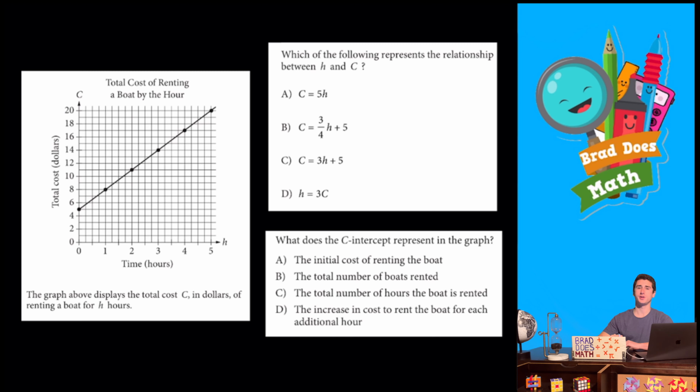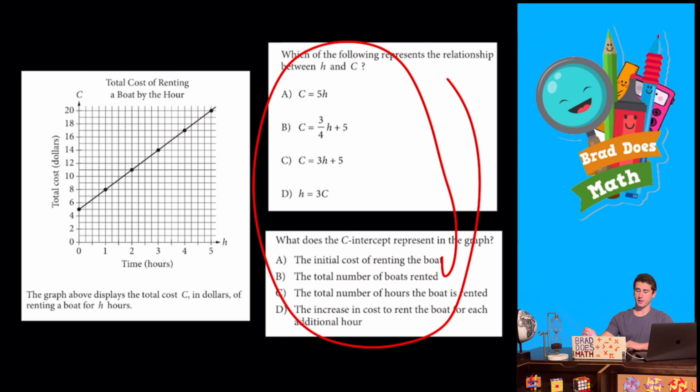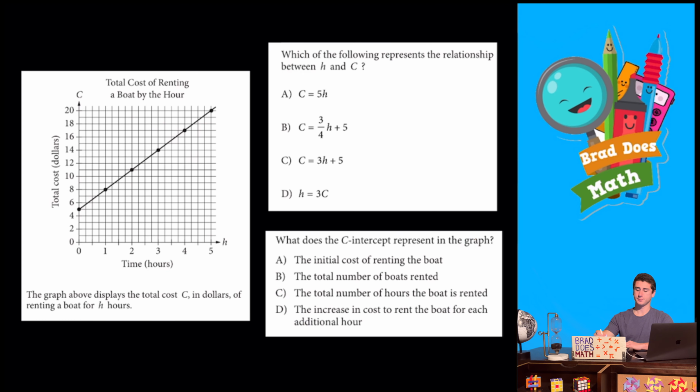All right, next question. Both of these go with this graph. A lot to learn, a really good lesson learned for the next question. The graph above displays the total cost, and so on. Which of the following represents the relationship between H and C? So it's just saying find the equation of this line.